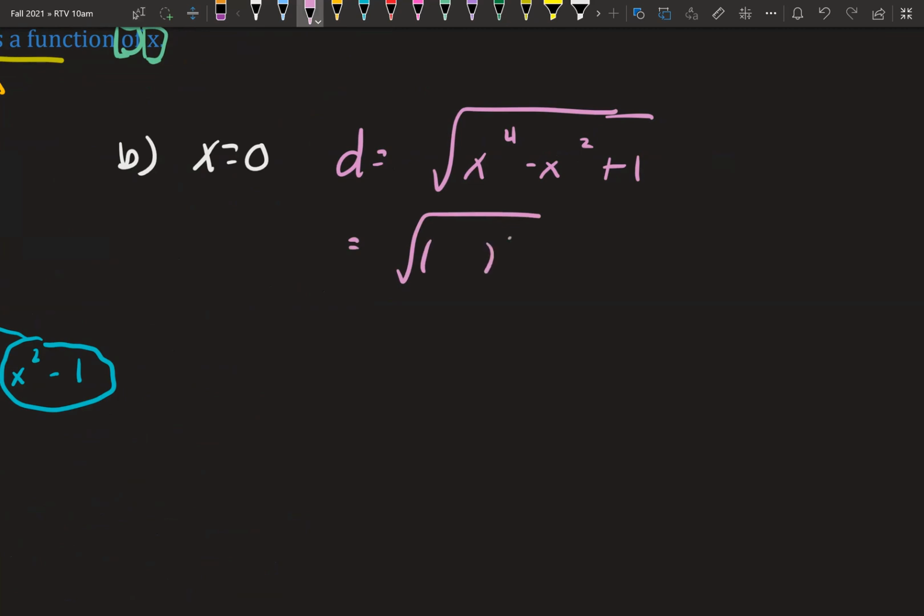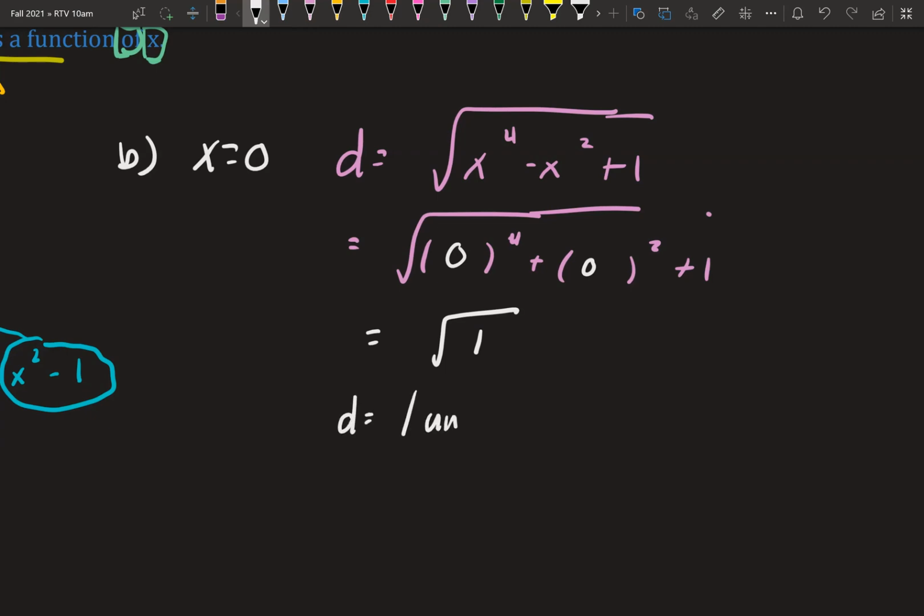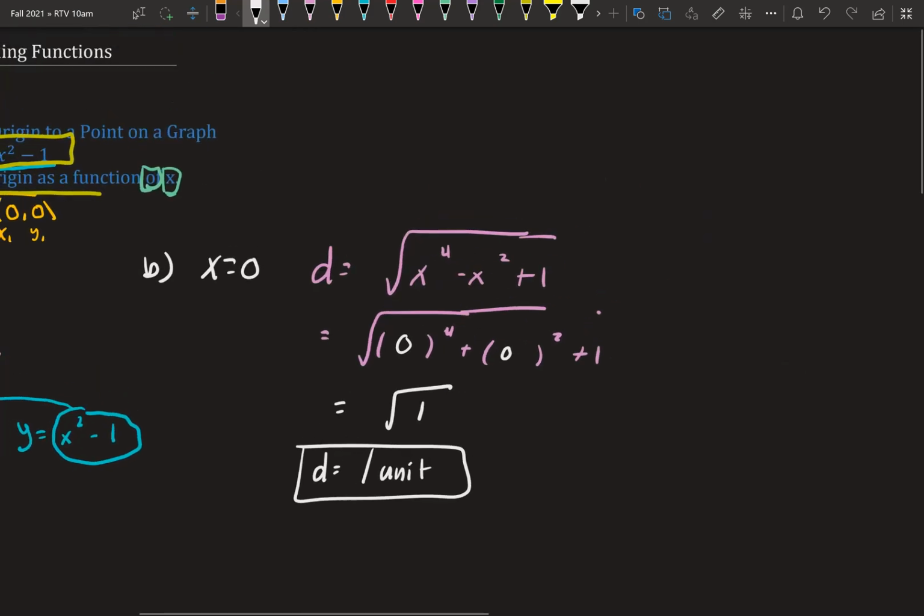We have blank to the fourth plus blank squared plus 1. And in that blank, we're plugging in 0. So 0 to the fourth is just 0. 0 squared is just 0. So we're left with 1. The square root of 1 is just 1. So 1 unit. So let me just draw what we just found.